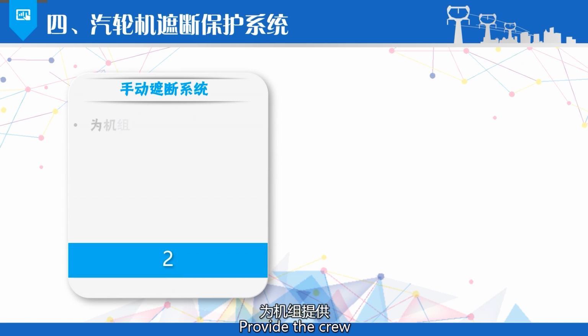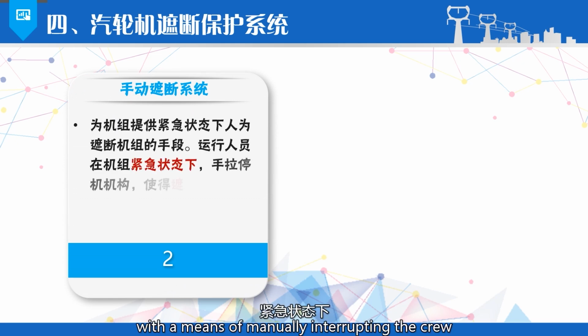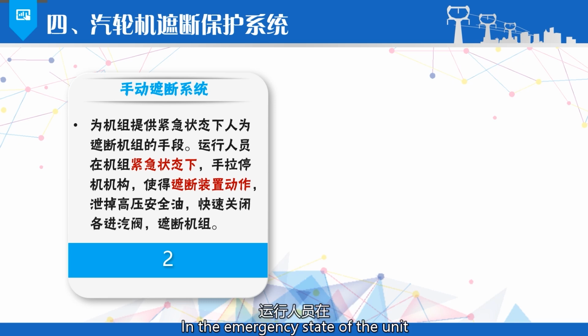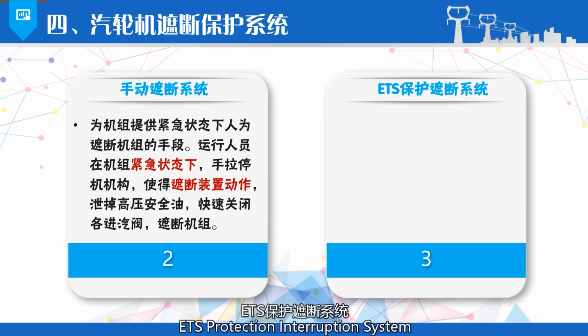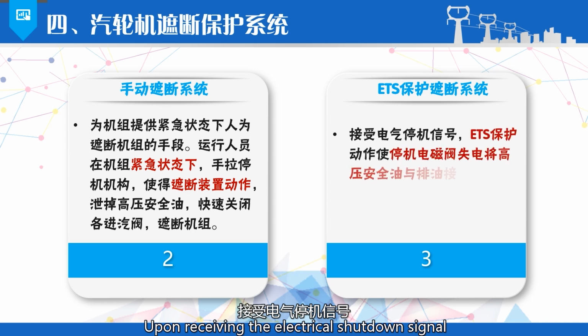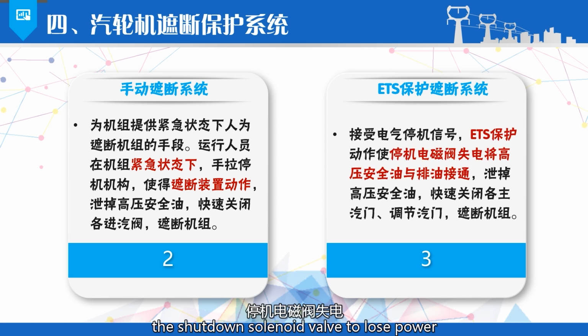The manual trip system provides the crew with a means of manually tripping the unit. In an emergency state of the unit, the operator manually pulls the shutdown mechanism to activate the trip device, release high-pressure safety oil, quickly close all inlet valves, and trip the unit. ETS protection trip system: upon receiving the electrical shutdown signal, the ETS protection action causes the shutdown solenoid valve to lose power, connecting the high-pressure safety oil to the discharge oil, releasing the high-pressure safety oil, quickly closing all main steam valves and regulating valves, and then tripping the unit.